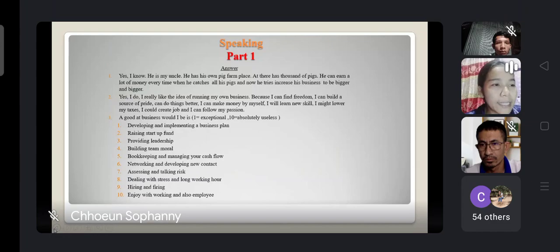And number nine is hiring and firing. For hiring and firing staff, we can do it after our business runs, because when the business runs well, we need more staff. But if the business has a problem, we need to cut down the staff and keep the staff that have capacity, so we can cut down on paying. And the last one is employee working. Okay, so let's move to the next slide.